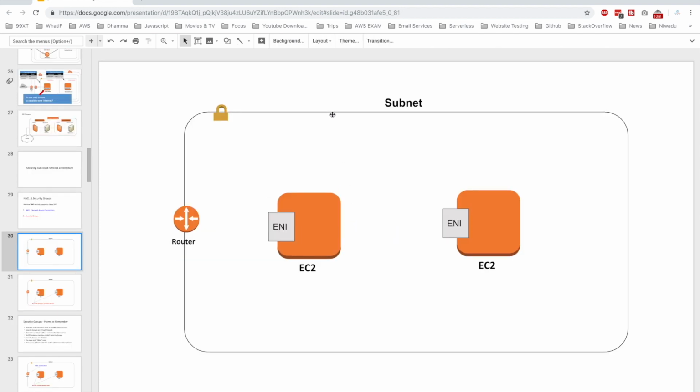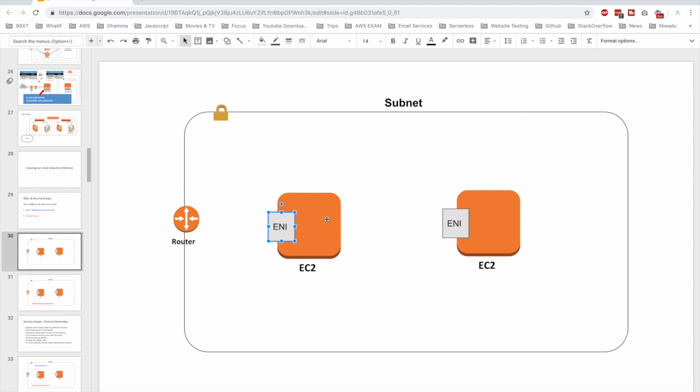Now, let's say this is one of our subnets. I have drawn only one subnet and I have spun up two EC2 instances in that subnet. This subnet is within our VPC and it has a VPC router attached as well. Now guys, once you have spun up an EC2 instance inside our subnet, how can it really talk with the subnetwork? That is nothing but via an ENI. ENI stands for Elastic Network Interface.